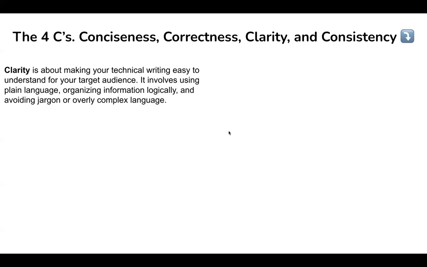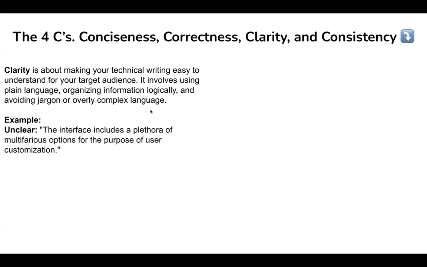So, technical concepts: avoid jargon, right? Just use simple language. An example of jargon, like Grammarly: the interface includes a plethora of multifarious options for the purpose of user customization. Like, what's the meaning of plethora? What is multifarious? It's just a lot to unpack for the user. They have to go to the dictionary or Google to check the meaning of the words, right?